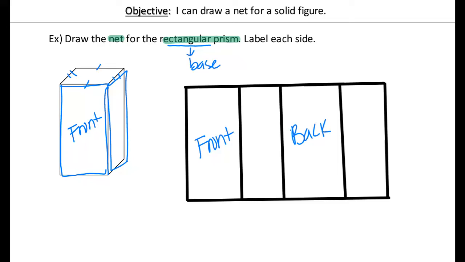Narrower. I have a really hard time saying that. Narrower. So the left and the right side are the skinnier rectangles.